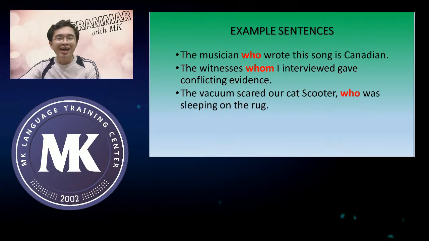Okay, and we have the vacuum card our cat Scooter, who was sleeping on the rug. So Scooter, the word who here refers to Scooter. I think Scooter is an animal, the name of a dog maybe, or a cat. So as you notice, we have a comma here.